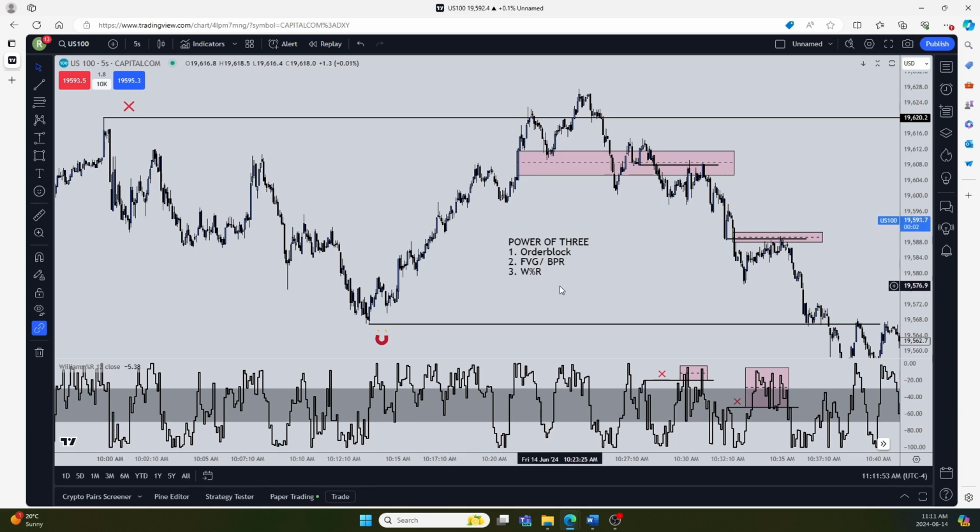In this video we're going to be talking about the power of 3. And what I mean by the power of 3 is the power of having 3 confluences before entering a position.